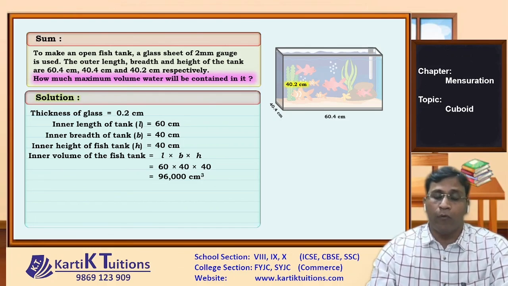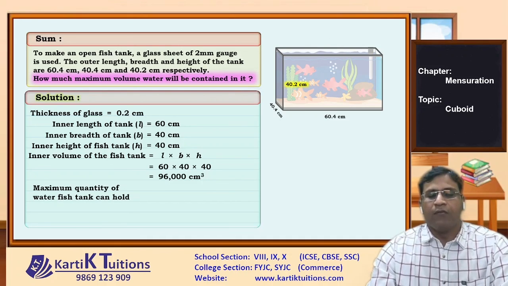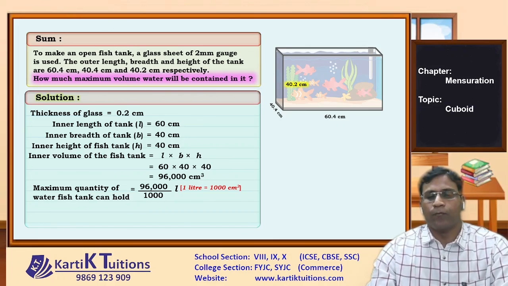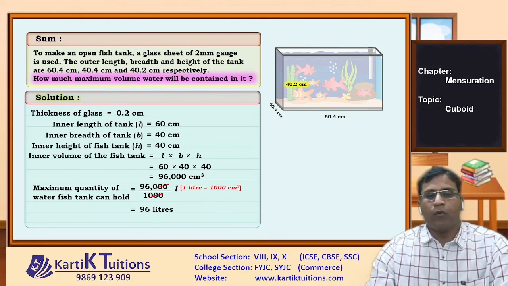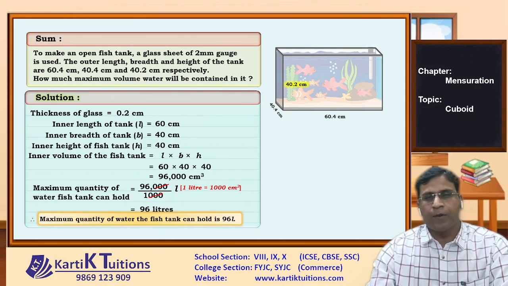Volume of water they have asked, and water comes in a liter. So here we have to convert it into liters. Now, since we have to convert it into liters, we will just divide it by 1000. Because 1 liter is nothing else but equals to 1000 centimeter cube. Now 3 zeros get cancelled, so the answer becomes 96 liters. So the maximum volume of water the fish aquarium can contain is 96 liters. I hope you have understood this concept and sum.